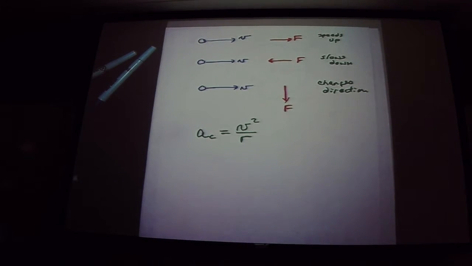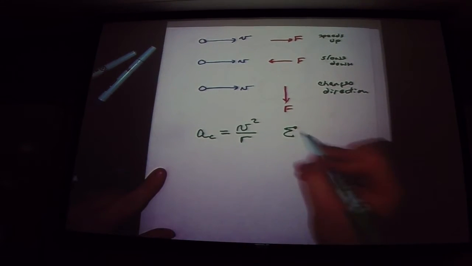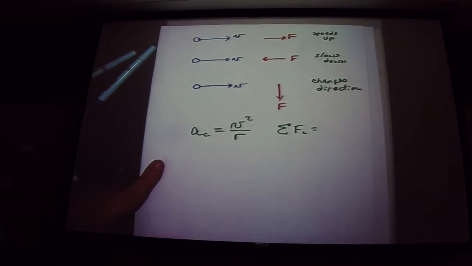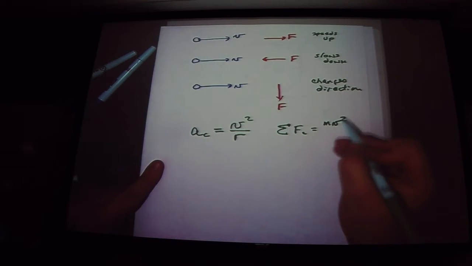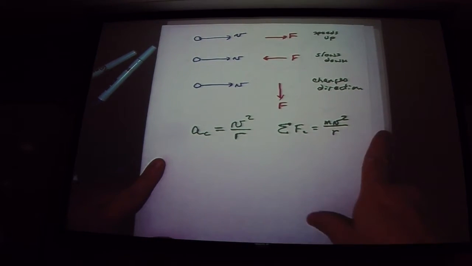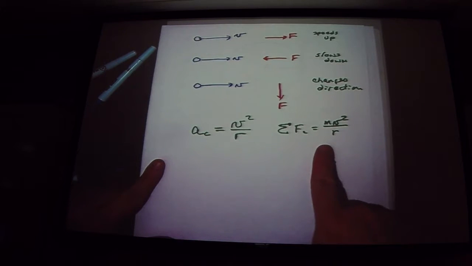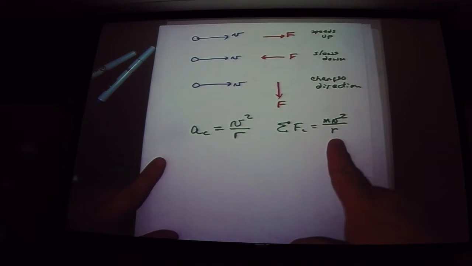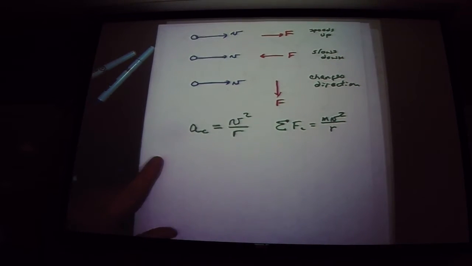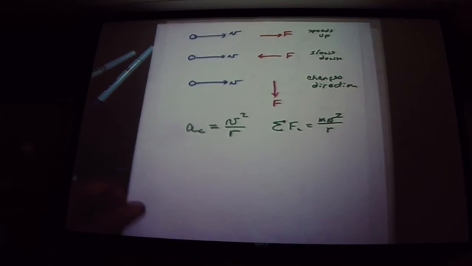So the sum of the forces toward the center of any circular motion must be equal to the mass of the object multiplied by the centripetal acceleration, or mv squared over r. This is Newton's law for centripetal motion. In 220A, such forces would be friction or tension, or whatever is holding the object in a circle, or holding the car on the racetrack and allowing it not to slide off to the outside.